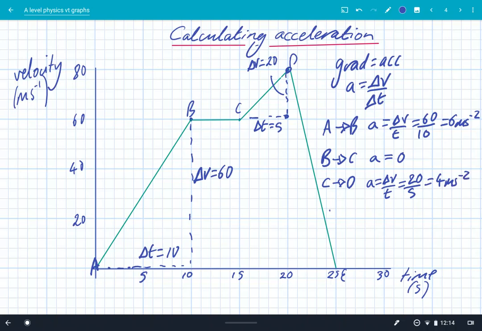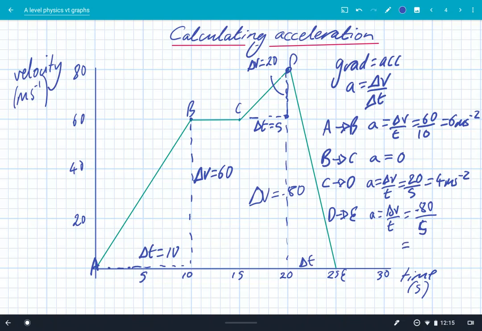Finally, from D to E, we've now got a deceleration, which means we're going to get a negative number. And that's because the change in velocity is minus 80 this time. It's gone from 80 down to 0. So the change of velocity divided by time is minus 80, and the change in time is 5 seconds.